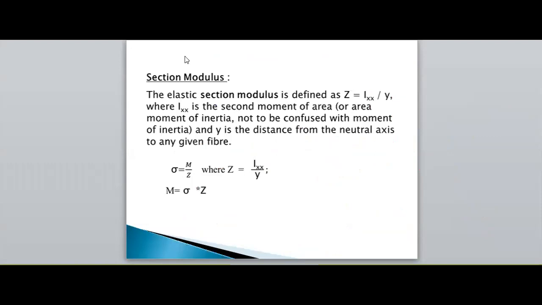So here another 2 marks question is section modulus. What is section modulus? Section modulus is represented as Z. Therefore, the section modulus is equal to Ixx by y. Here y is nothing but a distance from the neutral axis.